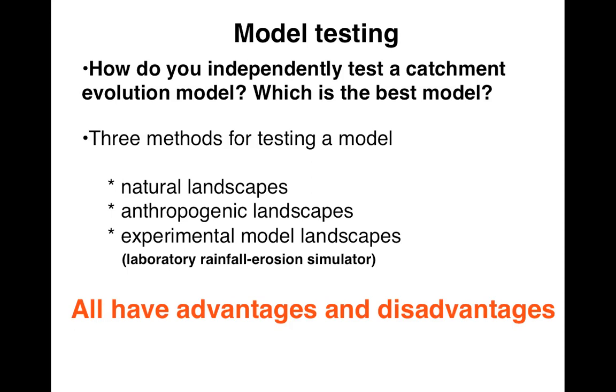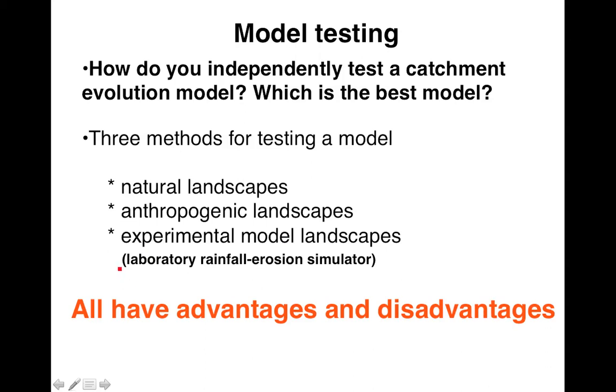So we have to test our models. And so how do we independently test a model? Which is the best model to use? So there's 3 typical methods for testing a model. You can compare them to natural landscapes. You can compare them to anthropogenic landscapes. And we can look at experimental model landscapes, right?